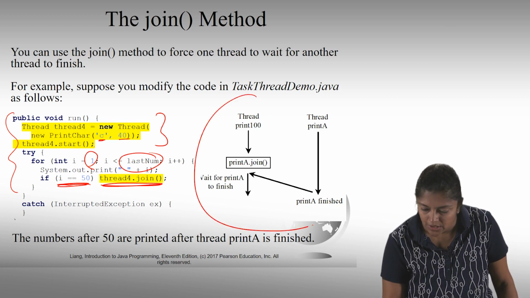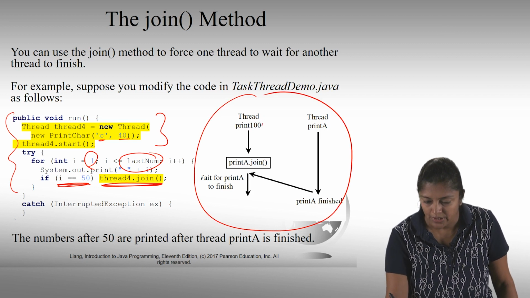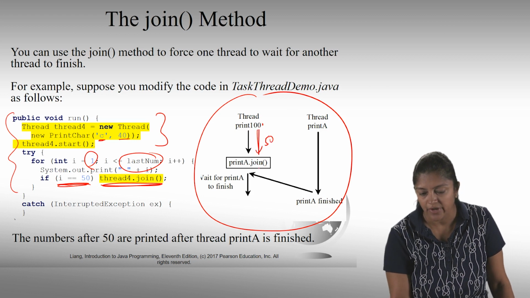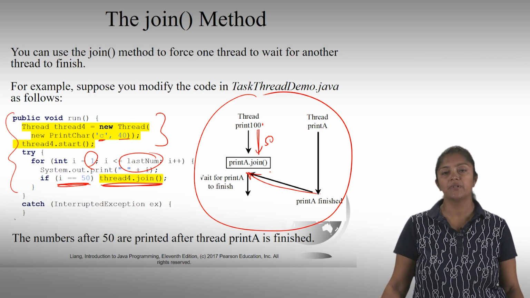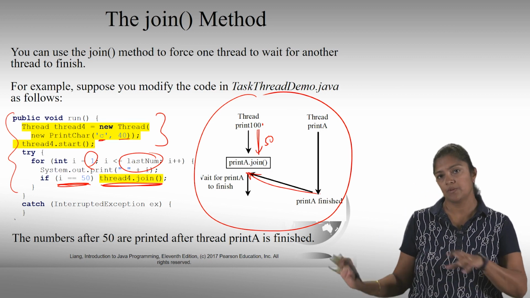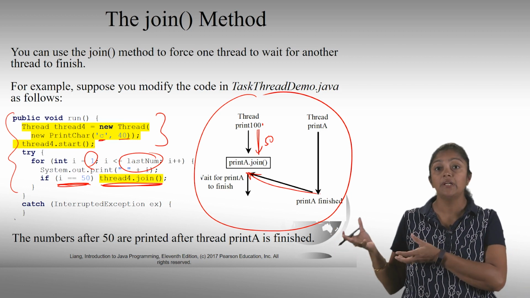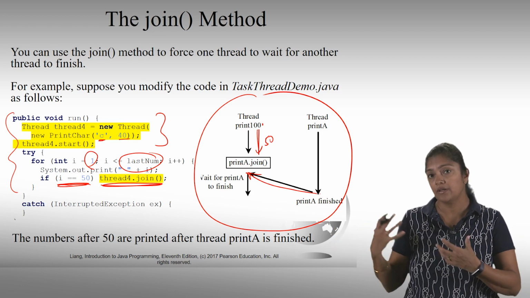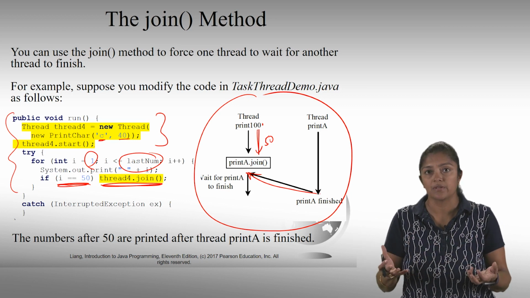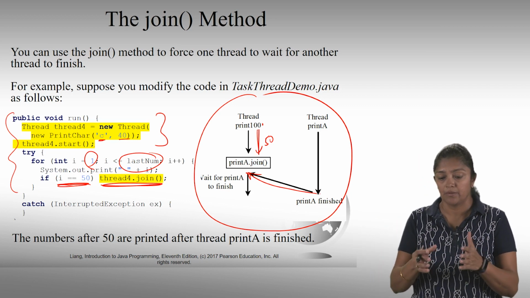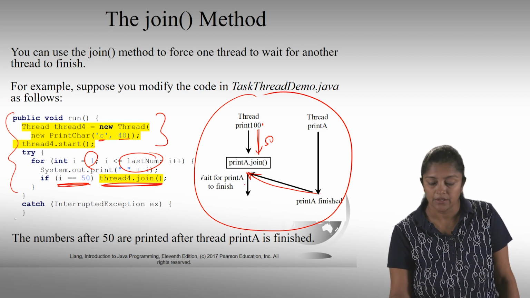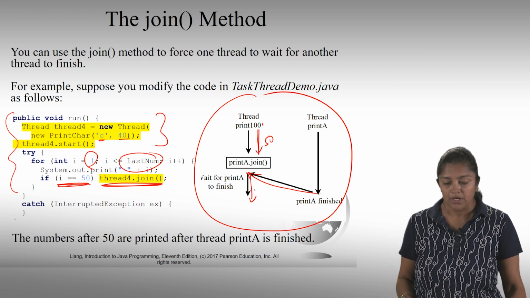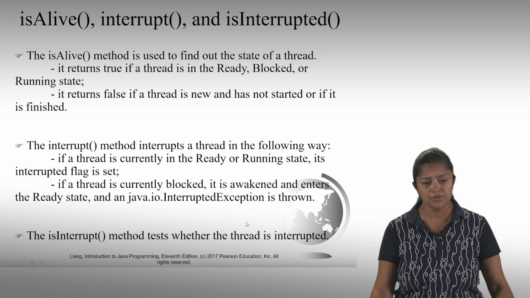So that's what you see in this figure here. Here's our print 100 thread. It prints up to 50, and then it stops and waits for this other thread to finish and join. It is useful in some instances where, say, we want some other computation to be completed, and the current thread needs those results before it can continue processing. So that's when it can issue the join command and wait at that point for the other thread to complete and then continue. So that's the join method.